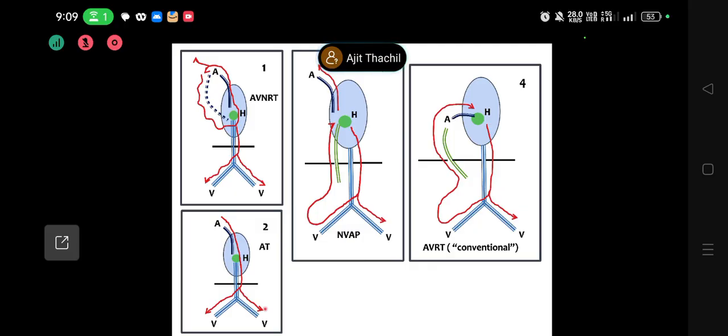Clear? Now I'll go to circuit number 4. We'll come to 3 last. So circuit number 4 is what we call an accessory pathway or a conventional accessory pathway.